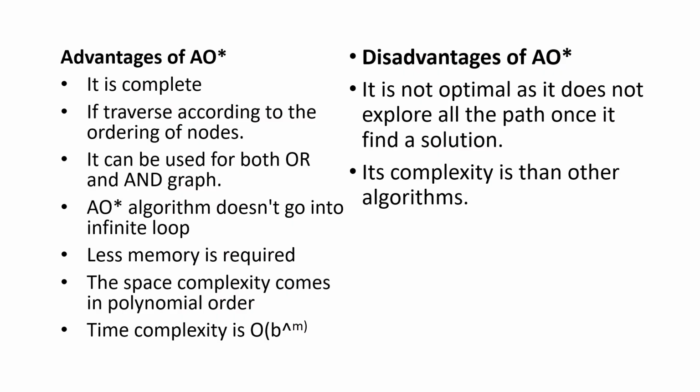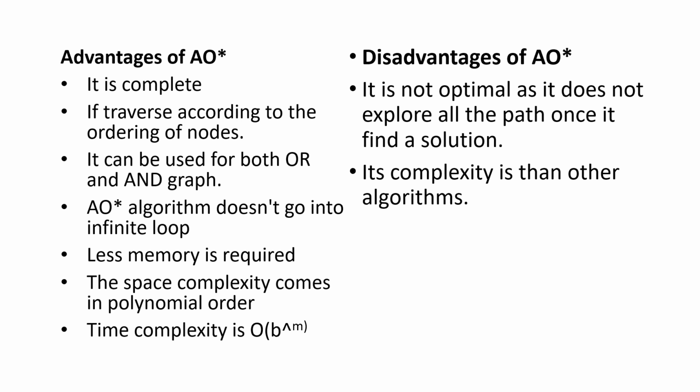Then we will see the advantages and disadvantages of AO star. Many AI problems are too big to solve directly, so we reduce a big problem into smaller problems. If we can solve all the subproblems, then the original problem is solved. Here an OR node means any one solution is enough. We already discussed reaching college by bus or bike or train, so only one path is required.